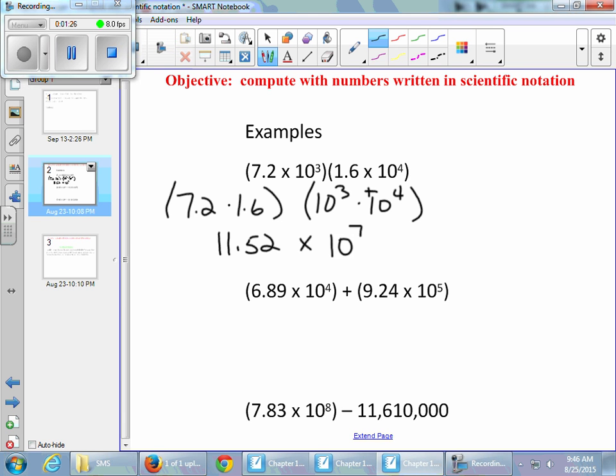Is that our answer? No, it's not our answer, because in scientific notation, as we just learned in the previous lesson, we can only have one number to the left of the decimal, and we have 2. So what we need to do is move the decimal one spot over to the left. This number becomes 1.152 times 10. It is not 7, because this number got smaller. It became a 1.1. This number went down. That means this number goes up. Now it becomes 10 to the 8th power.